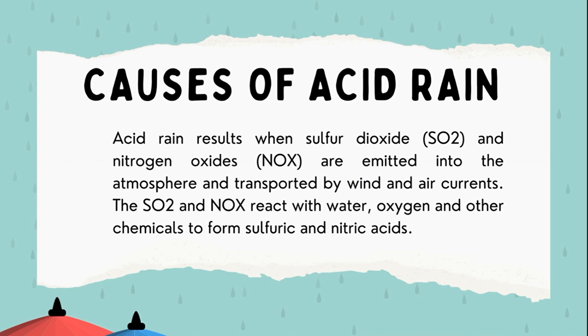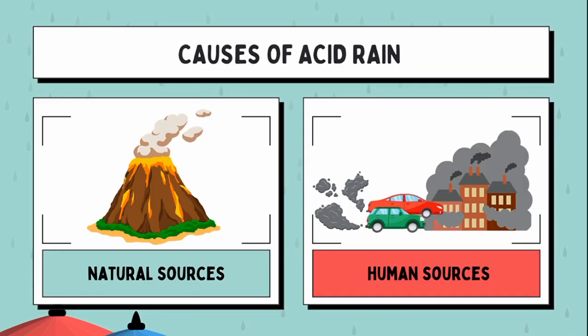Causes of acid rain. Acid rain results when sulfur dioxide and nitrogen oxides are emitted into the atmosphere and transported by wind and air currents. The sulfur dioxide and nitrogen oxide react with water, oxygen, and other chemicals to form sulfuric and nitric acid. We have here two major causes of acid rain. We have natural sources and human sources.